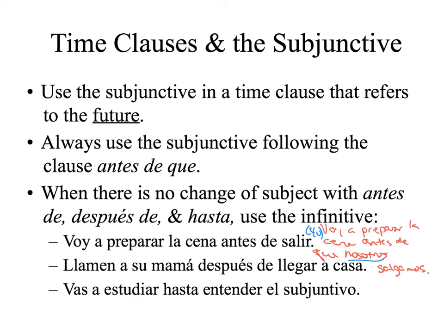The second one, llamen a su mamá después de que ella llegue a casa. Maybe you're waiting on her to get home, and it'd be the subjunctive. Vas a estudiar el subjuntivo hasta que yo lo entienda. Maybe you're going to study with me until I understand it. So again, we're not doing a lot with that, but it is correct to say this way when you're not changing subjects. So it's important to note it.